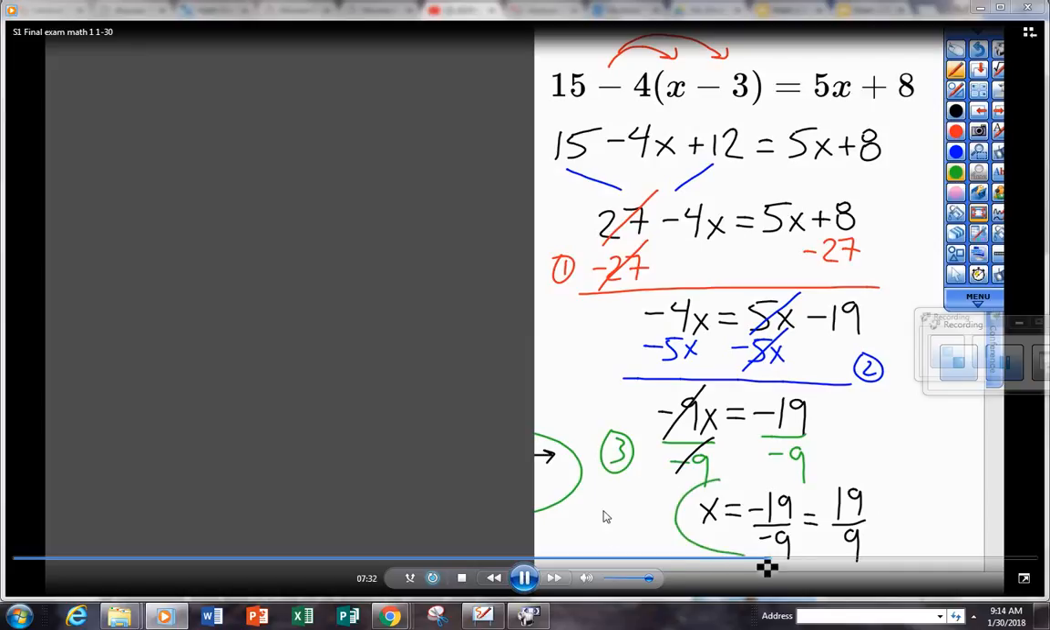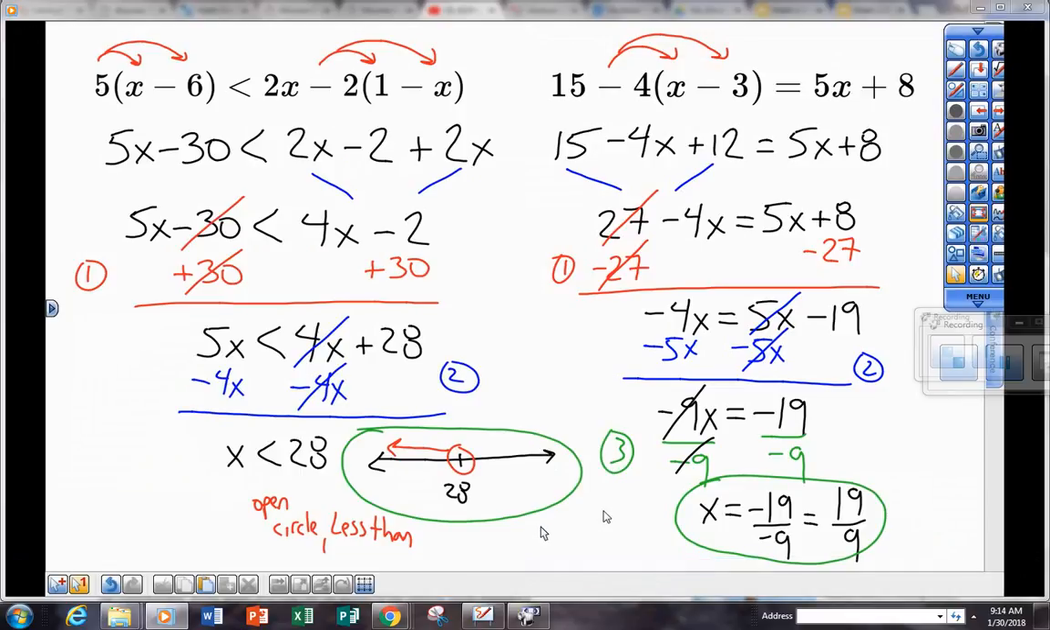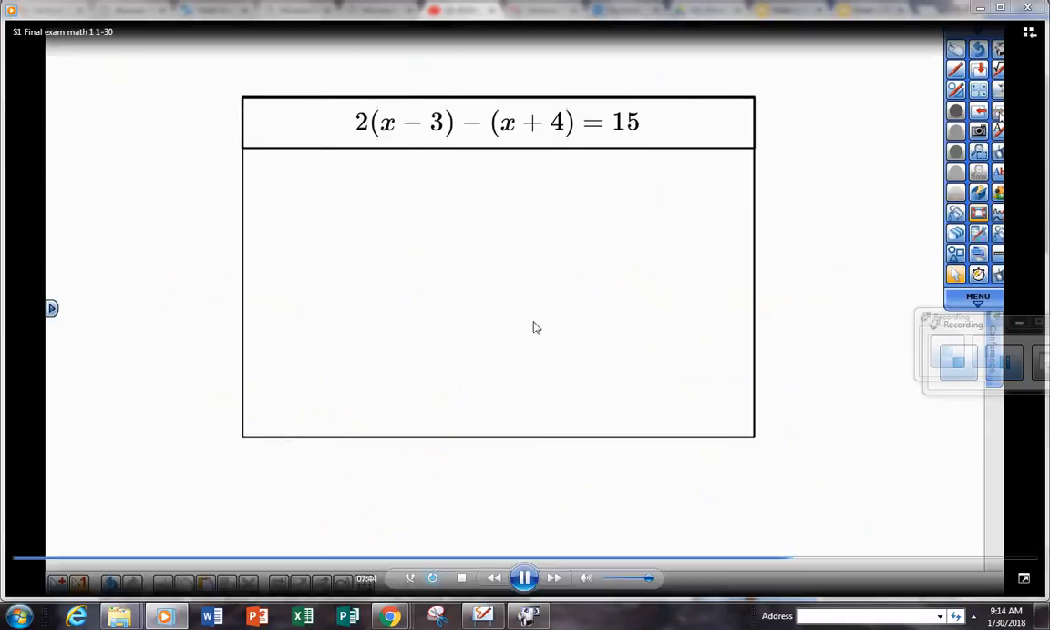All right, next problem. For this one, they're having you identify the mistake. So here we go. Let's go to that next problem. Feel free to stop and pause and go back. So for this one, first step is going to be all good. I'm going to distribute both. 2 times x, 2 times negative 3, negative 1 times x, negative 1 times 4. Be careful. So that first step gives me 2x minus 6.